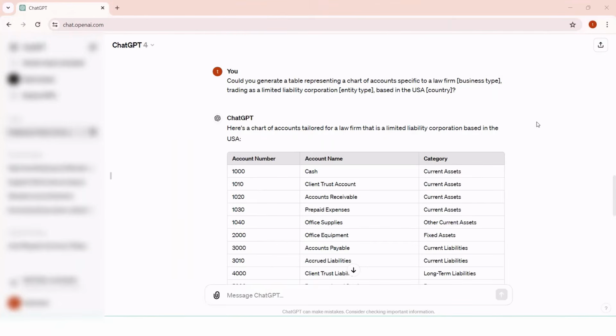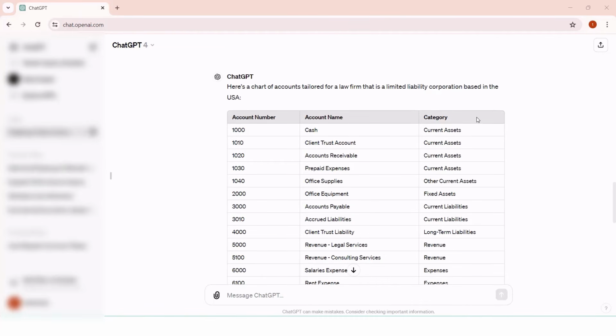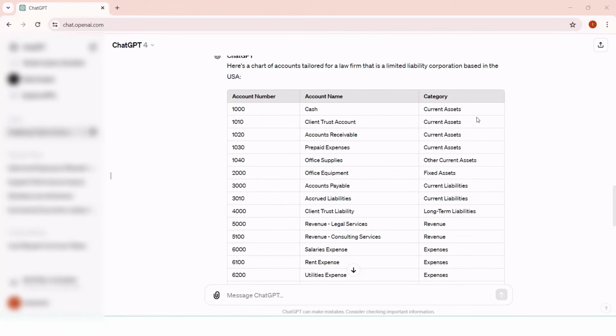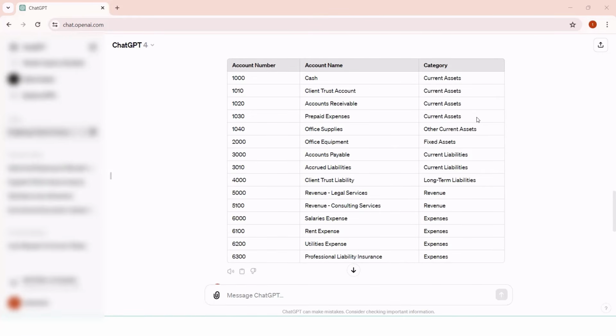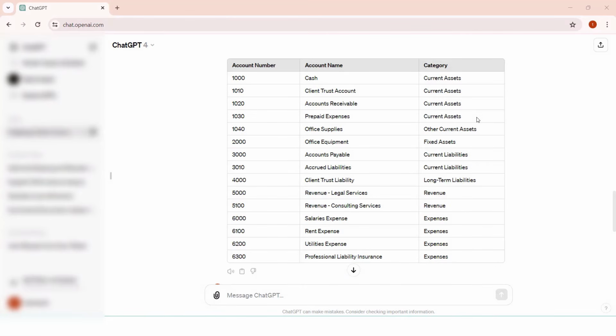When you put forth your prompt to ChatGPT, it responds by generating a comprehensive table of accounts. The table is designed to capture the typical accounts necessary for managing the financial aspects of a law firm, structured as an LLC. Assets include both the operating and trust accounts necessary for managing client funds separately from the firm's funds.